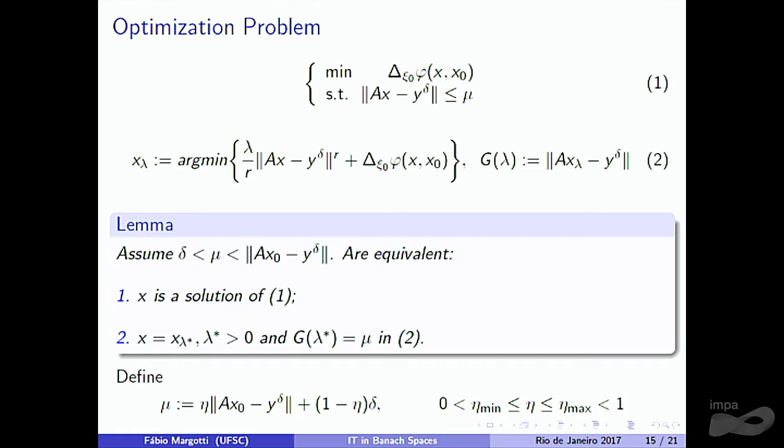So as we need mu in this interval, we can define it as a linear, not linear, convex combination between these two parts here. And this eta here, I want it to be not so close to 0 and not so close to 1, because I want stability and I want my method not to be so slow. So I need these bounds here.